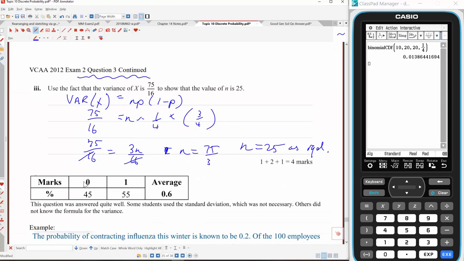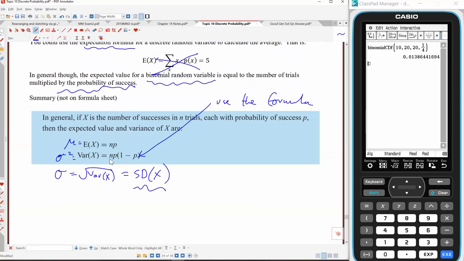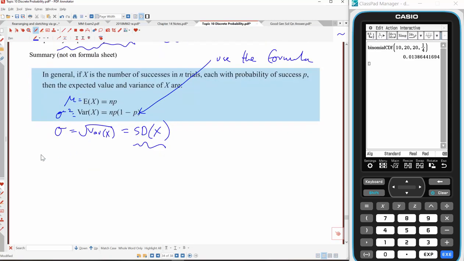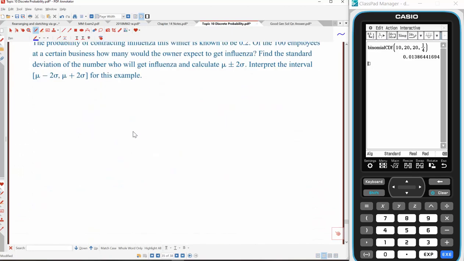So what does the examiner say? The question was answered quite well. Some students used the standard deviation, which was not necessary. Others did not know the formula for variance. So you needed to know and be comfortable with the use of that formula there. Again, it's a bit of a stretch at the moment, girls, because you don't know what the variance really gives us, but we'll just do a formula-based version of chapter 14 for the moment and get into it later.